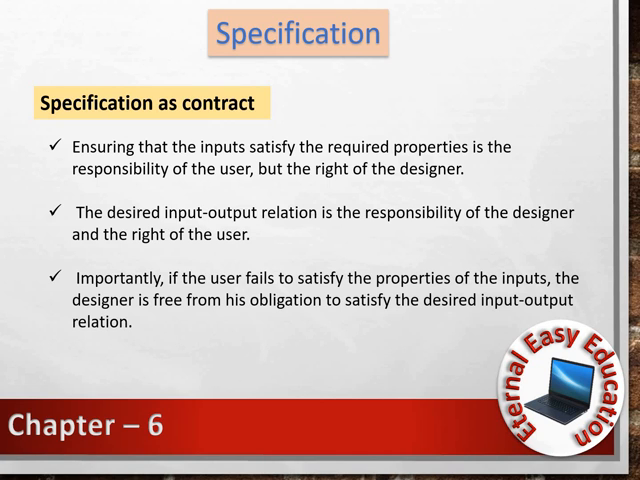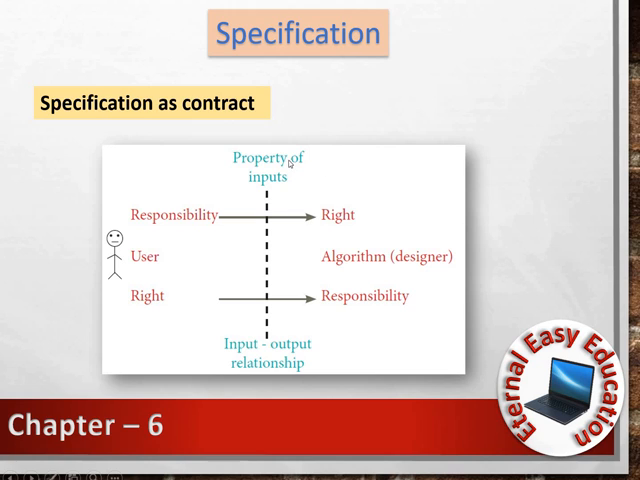Then the carpenter who is designing that, who is the programmer writing a program, must have some responsibilities as per the requirement of the customer, that is the user. So the property of input is a responsibility of the user and the right of the designer, as well as the input-output relationship is the right of the user and the responsibility of the designer. So this is the relationship between the designer and the user regarding the specification.